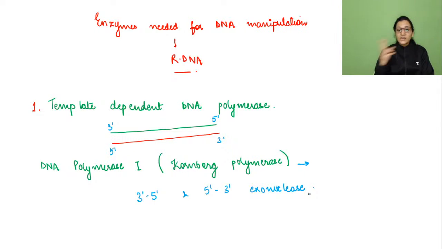It can cut in both of the directions. And then there is the 5' to 3' polymerase activity.